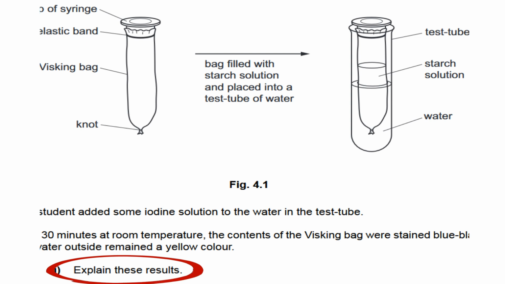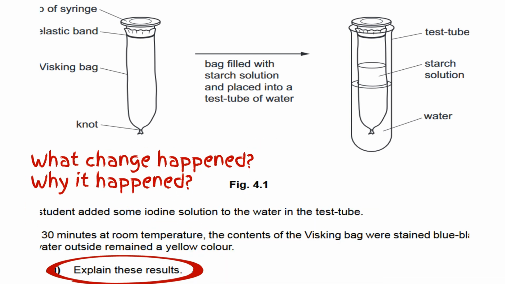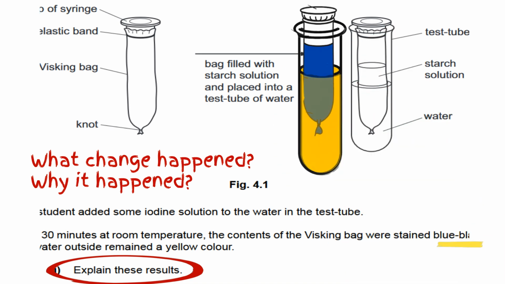When the examiner says, explain these results, he wants you to tell him what change happened and why it happened. The result here is clearly stated. The starch solution inside the bag turned blue-black, and the water outside remained yellow as illustrated here. That's the change. So your job is to explain why the color inside changed and why the color outside didn't.